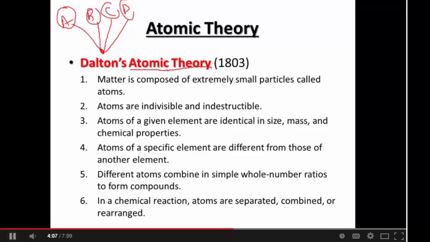And let's write these down here one at a time. The first one is that matter is composed of extremely small particles called atoms, which we get from Atomos, or from Democritus. Second, atoms are indivisible and indestructible, which means eventually you can't divide them anymore. Third, atoms of a given element are identical in size, mass, and chemical properties. Fourth, atoms of a specific element are different from those of another element. Fifth, atoms combine in whole number ratios to form compounds.